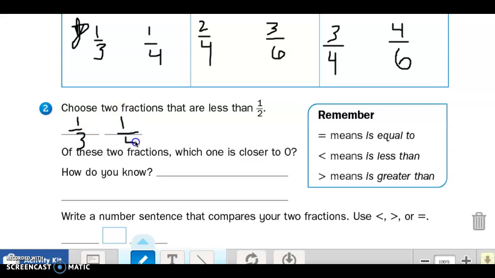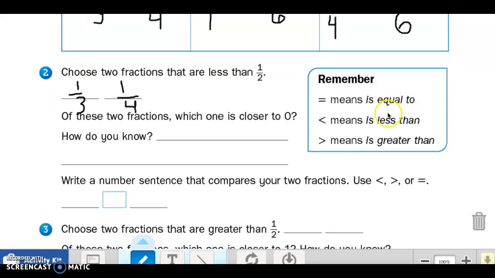Awesome. Copy that one down. Make sure you have something written down. Here's your chart again. Remember, equal means equal to. This sign means it is less than, and this sign means it is greater than. The rest of number 2 says, of these two fractions, so out of these two, 1/3 and 1/4, which one is closer to 0? How do you know?